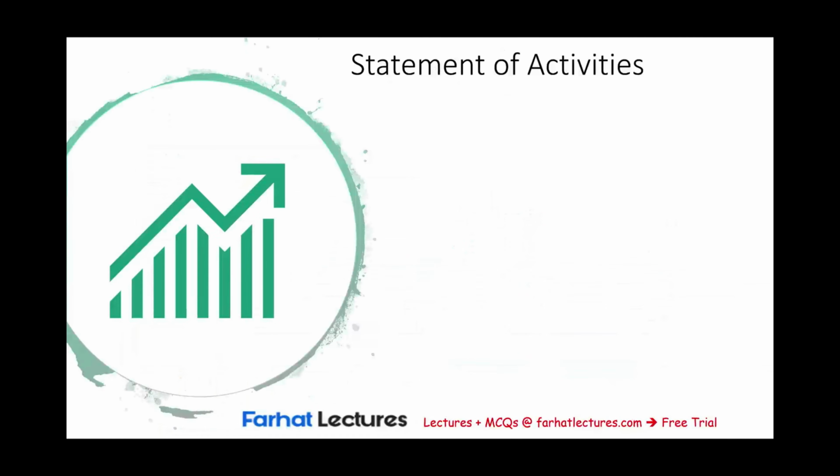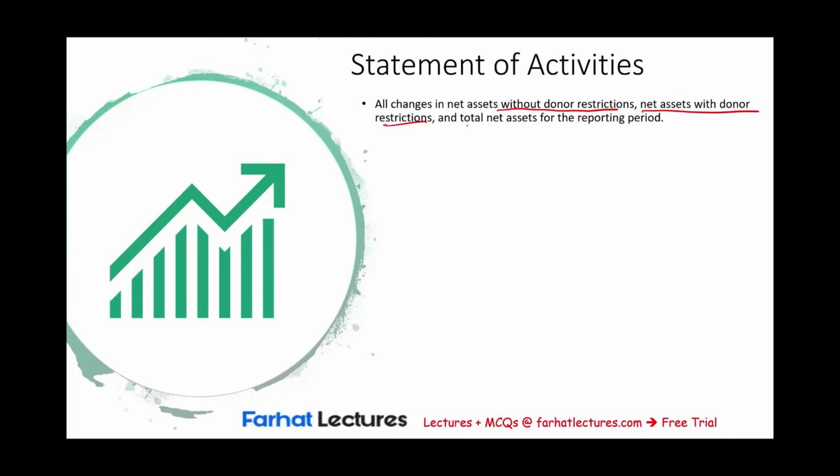So let's summarize what we did so far on the statement of activities. We have all the changes in net asset without donor restriction, net changes with donor restriction, and total net asset for the reporting period. These changes take the form of revenues, gains, expenses, and losses.